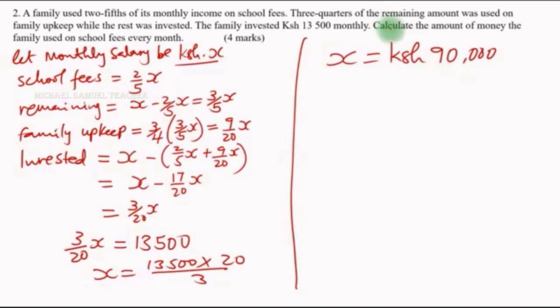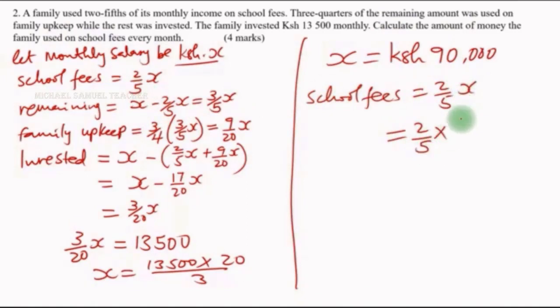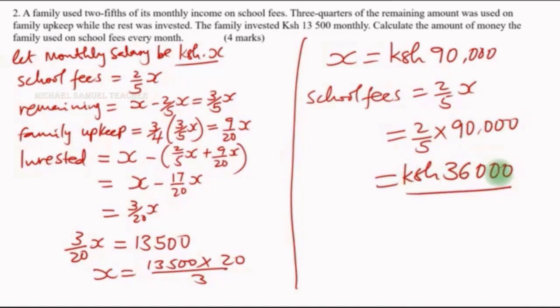The question, have we answered the question? Calculate the amount of money the family used on school fees. On school fees, the family used what? 2/5 of X. So that is 2 over 5 times X, which is 90,000. So if you multiply, you get 36,000. So that's what the family used on school fees. Alright. We move on to the next.